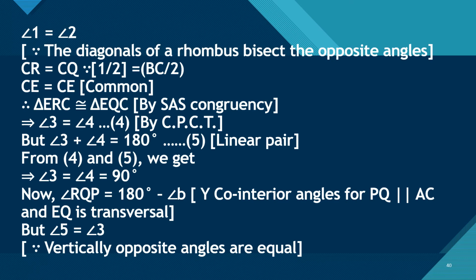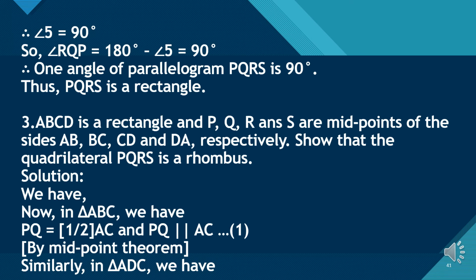Solution. First part: in triangle ABC, P and Q are the midpoints of AB and BC respectively. Therefore PQ is parallel to AC and PQ equals half of AC, equation number 1, by the midpoint theorem. Second part: in triangle ACD, R and S are the midpoints of CD and AD respectively. Therefore SR is parallel to AC and SR equals half of AC, equation number 2, by the midpoint theorem. From 1 and 2 we get PQ equals SR. Similarly, PQ is parallel to AC.